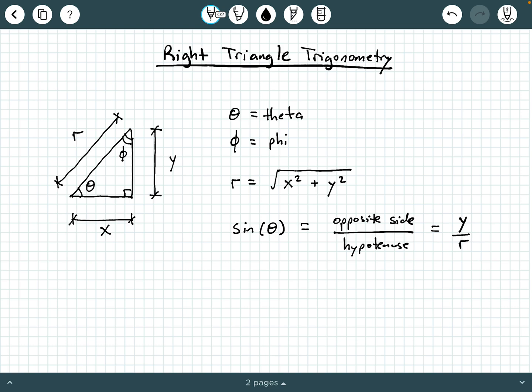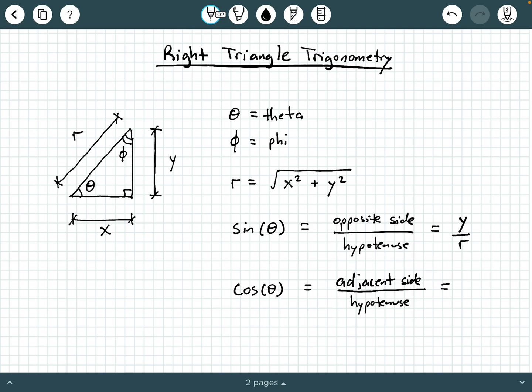Our second definition is going to be what's called the cosine. The cosine of an interior angle within a right triangle is defined as the adjacent side divided by the hypotenuse. Okay, now what does the word adjacent mean?